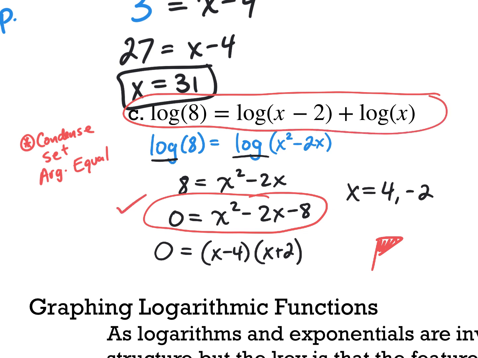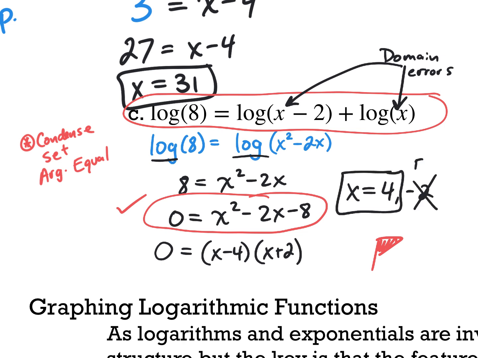So we created a quadratic here. This quadratic has two solutions, one positive and one negative. But what we know about the domain of logarithms is that we can never take the logarithm of a negative number. So if we were to plug in negative 2 either in for x or in for x minus 2, we would be taking the log of those negative numbers. This will create a domain error. In other words, negative 2 must be excluded from our solution set. It is extraneous, and 4 is our only legitimate solution.